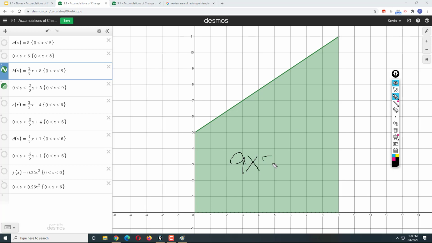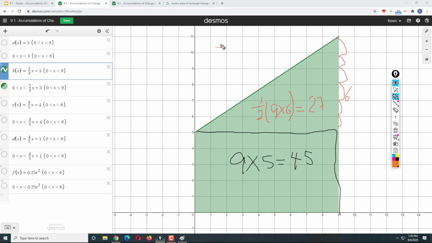The height of the rectangle is 5 this time because we're starting at 5. The height is still 5, so it's 45. That's the rectangle. Next, we have the triangle. The triangle has a length of 9 and a height of 1, 2, 3, 4, 5, 6. A height of 6. So the area is 1/2 of 9 times 6, which is 9 times 3, which is 27. So the total accumulation is 45 plus 27, which is 72.